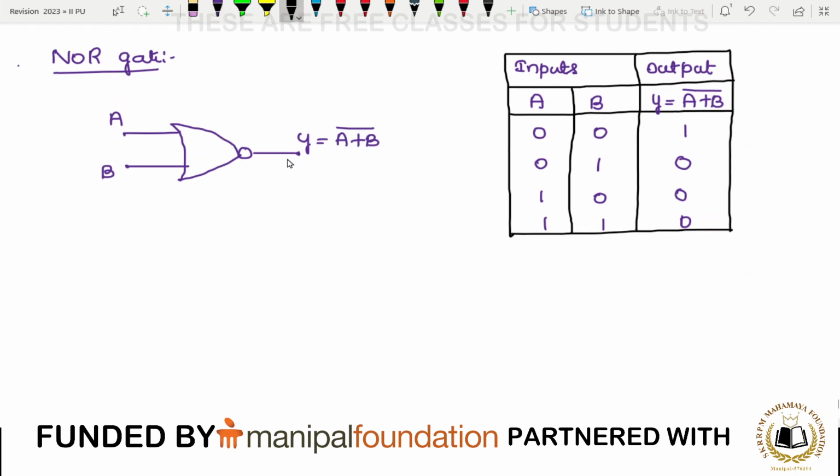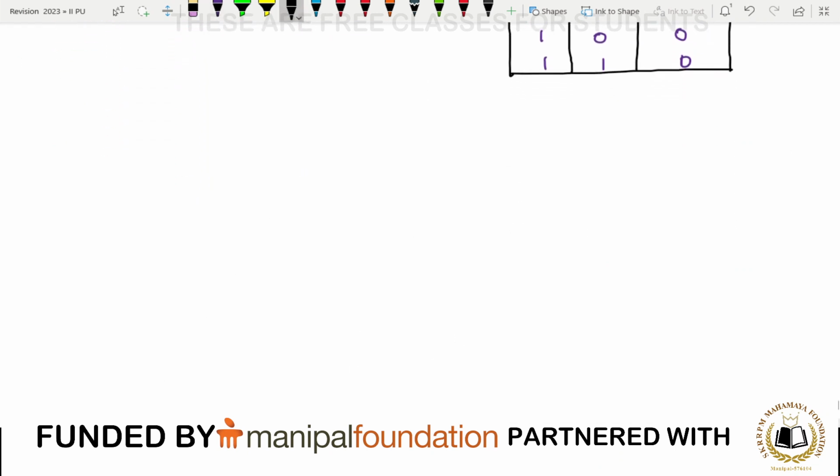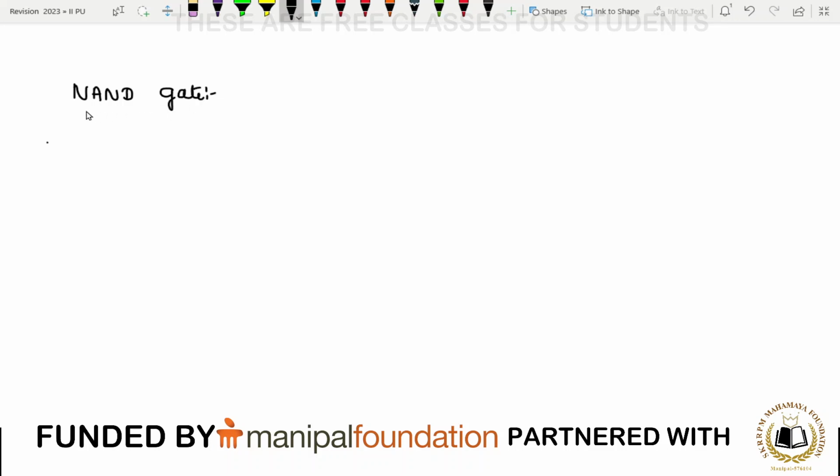Last gate. Next universal gate is NAND gate. Next gate we'll discuss, that is NAND gate. So what is the symbol of the NAND gate? This is A and here is B. So here Y equals A dot B bar.